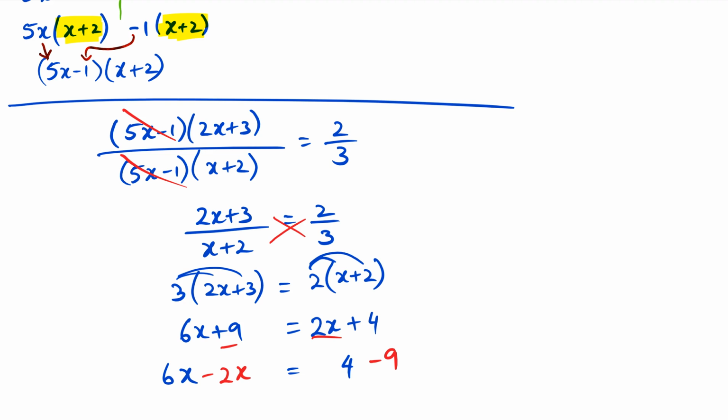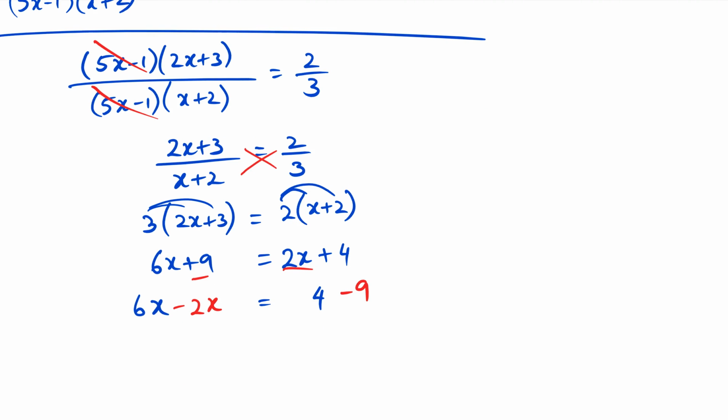Where have I made a mistake? Nope, it looks right. Sorry, just thought I made a mistake somewhere. Just wanted to double check my working. So we got 6x minus 2x, which is 4x, 4 minus 9, which is negative 5. And as you can see, x is equal to negative 5 over 4.